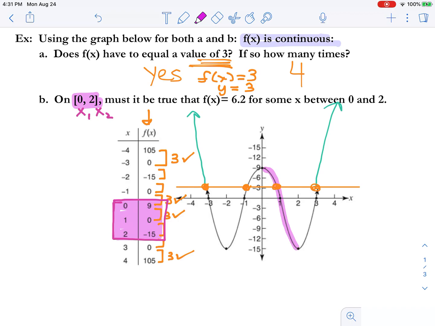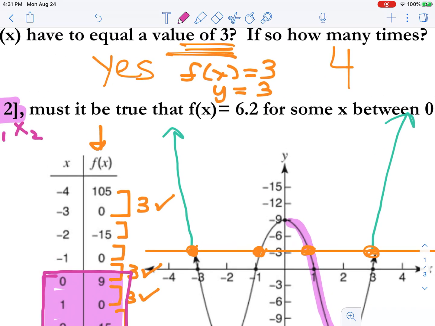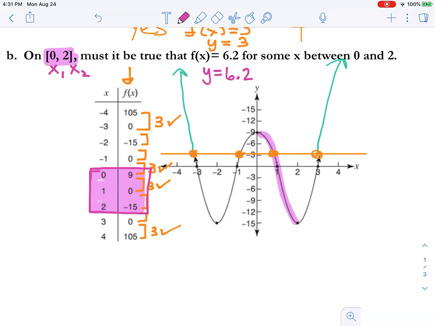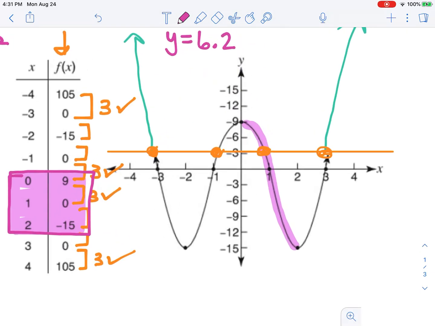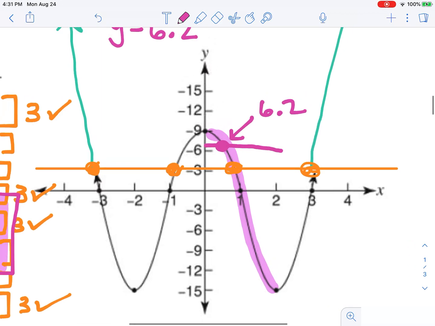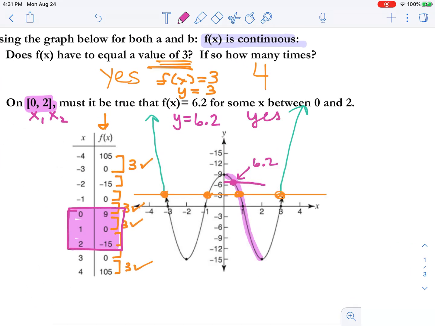Must it be true that f of x equals 6.2? Now this is saying, does y at some point equal 6.2? Well, let's look. If we're looking at our graph, the graph is super easy. Go to like 6.2. Well, sure, we equal it, and we equal it once. 6.2 would fall there. Absolutely it does. Yes.